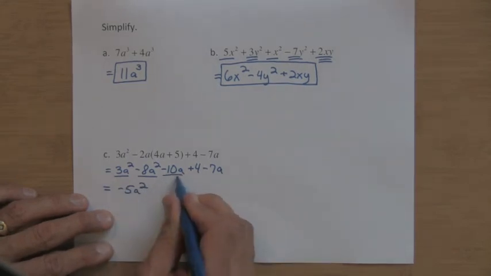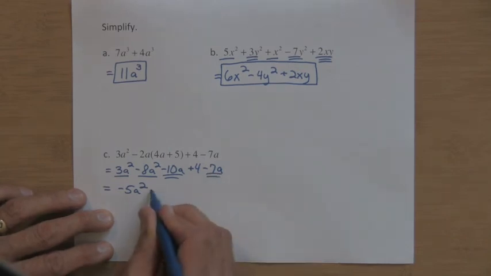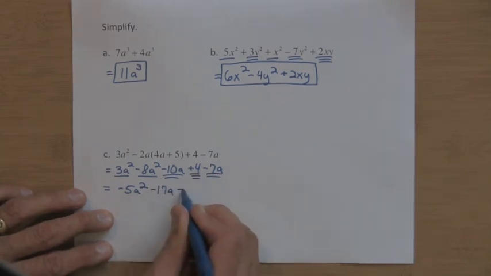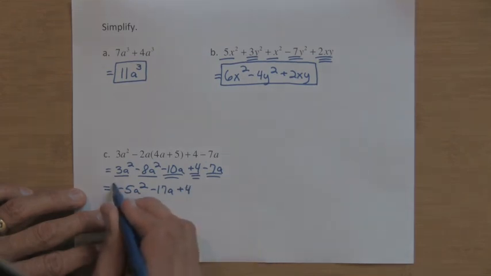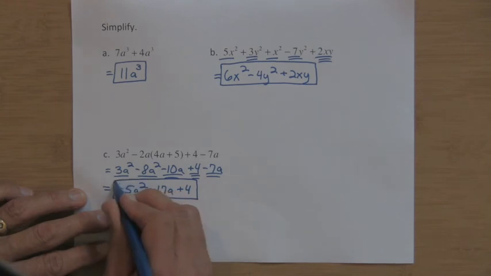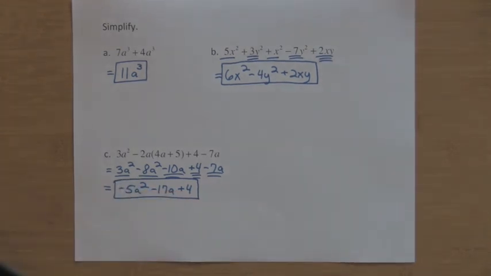Then we have a terms. Minus 10a and minus 7a is minus 17a. And lastly, the plus 4. And that's it. So these 3 terms are not like terms. They don't combine, and your answer is simply negative 5a squared minus 17a plus 4. And that's all you can do. So that's the end of skill number 6.